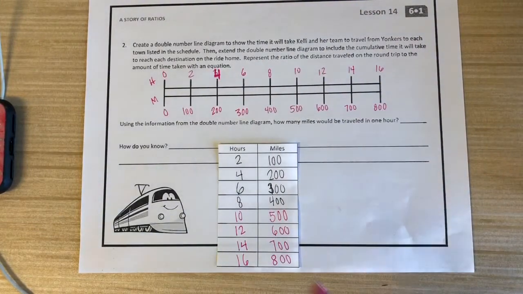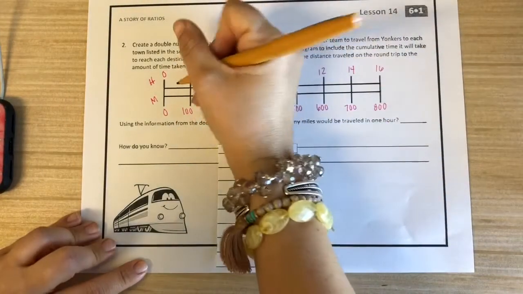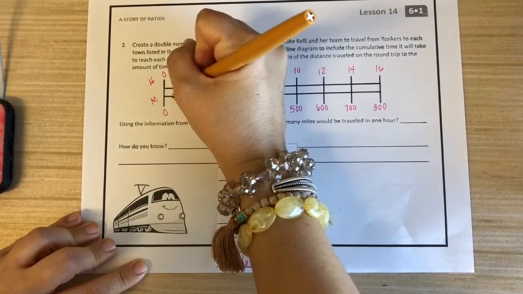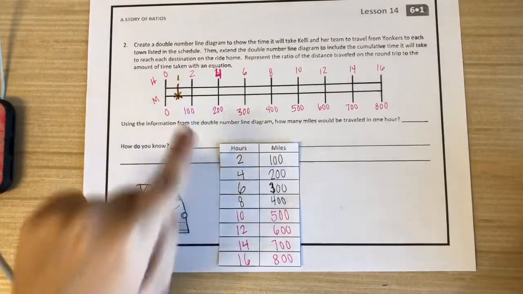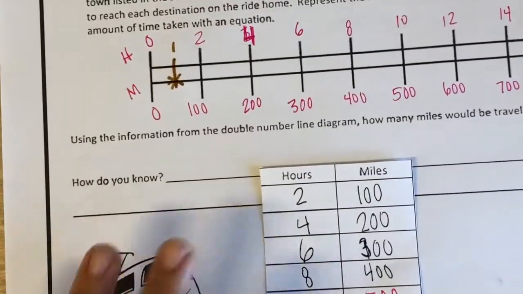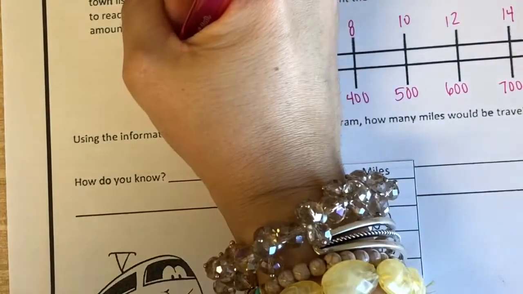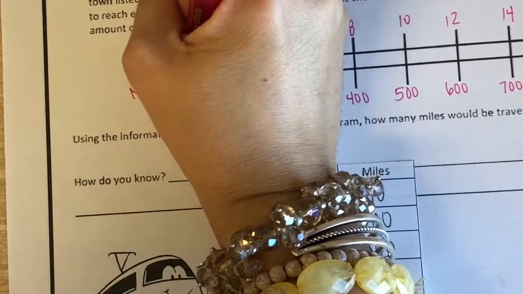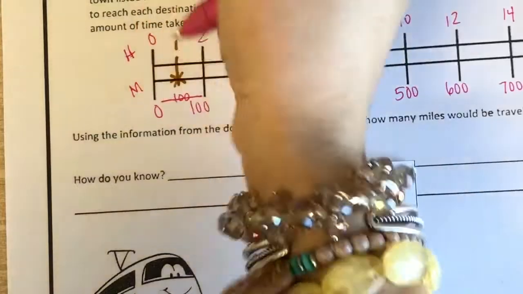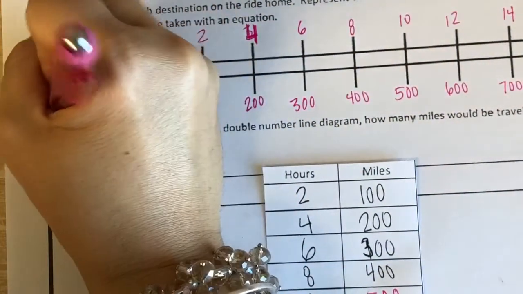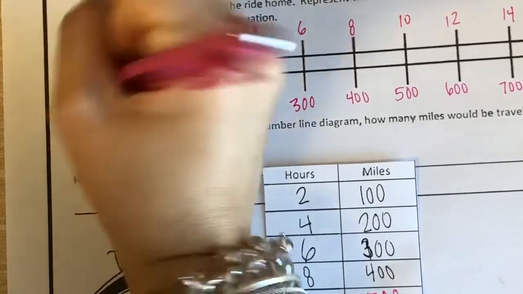So using the information from the double number line diagram, how many miles would be traveled in 1 hour? So I bet a lot of you guys just quickly know the answer to that, but we want to be able to prove it on our double number line. So 1 hour would be right about here. Okay, so I want to know how many miles that it was in 1 hour. Let me zoom into that section. So I know the amount traveled here, the distance is 100 miles from 0 to 100. So half of that would be 100 miles times 1/2.